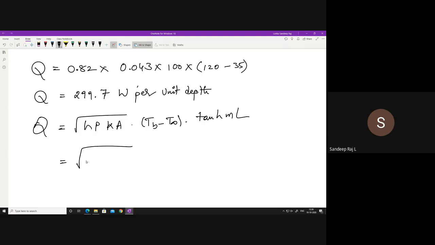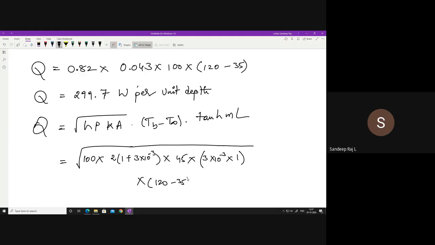So the H value is given as what? It is 100, given in the question. The P, if you have to calculate, you are considering it as 1 meter. So if it is 1 meter, you will have 2 times of that 1 meter plus the thickness. The thickness is given as 3 mm, 3 into 10 to the power of minus 3, and the K value is given in the question, 45, into the A, the area perpendicular to the direction of heat transfer. It is again thickness, 3 into 10 to the power of minus 3, into the other dimension, which is 1. So you will get that area, into TB 120 minus 35, into tanh ML.